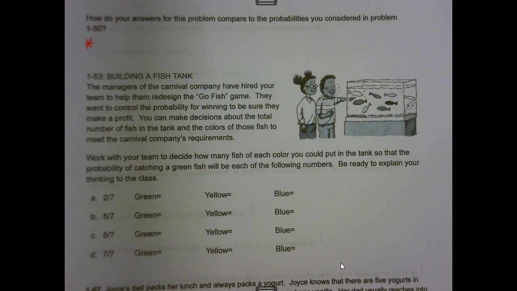Probability goes pretty quickly, and I know that you have a lot of other things going on, but it's kind of fun, it's kind of quick, and I'd like you to do your best, and we'll come back and talk about this tomorrow and then we will get started on the next lesson in probability.